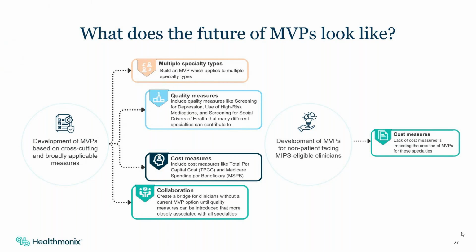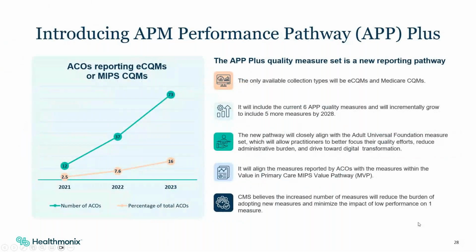There's a lot more, I would say, that's going to come out of this in the final rule, as well as even in next year's proposed rule. As you know, they're not doing away with traditional MIPS today. But as we get closer to the end of this decade, you're going to see MVPs take over and traditional MIPS disappear.